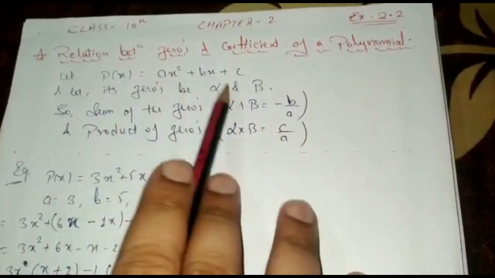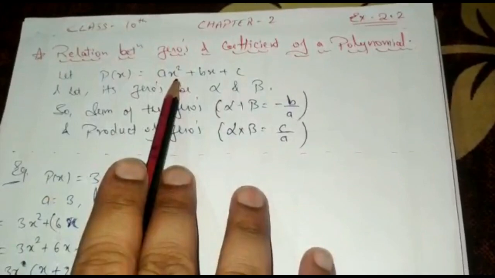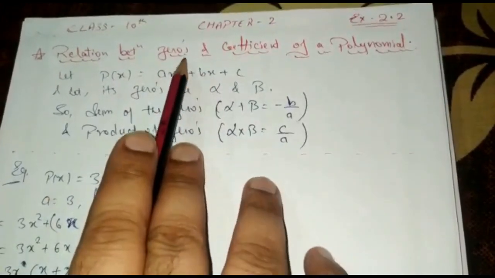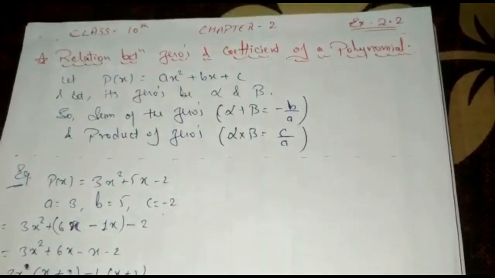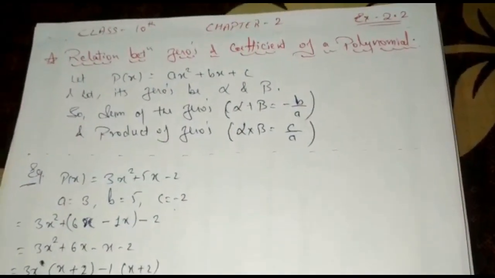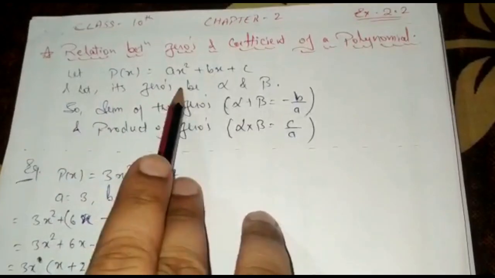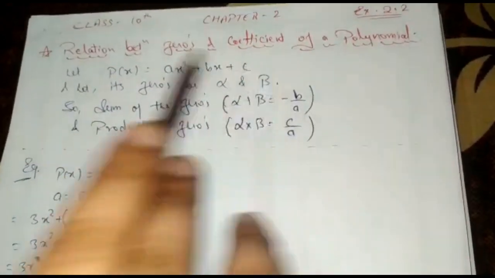Let its zeros be alpha and beta. Zeros means the values of x. If the degree of the polynomial is 2, that means there are two values of x, that means there are two zeros. Let them be considered as alpha and beta.